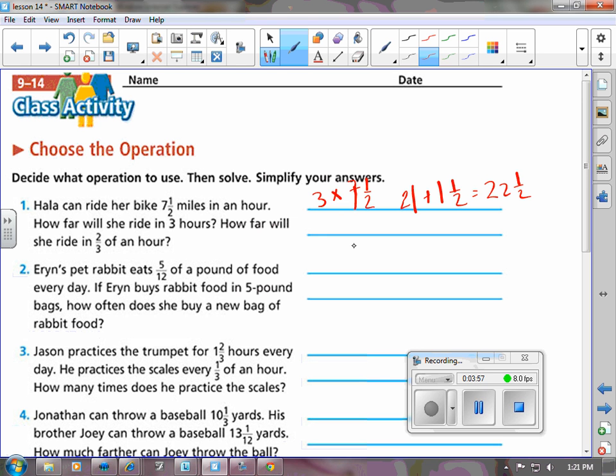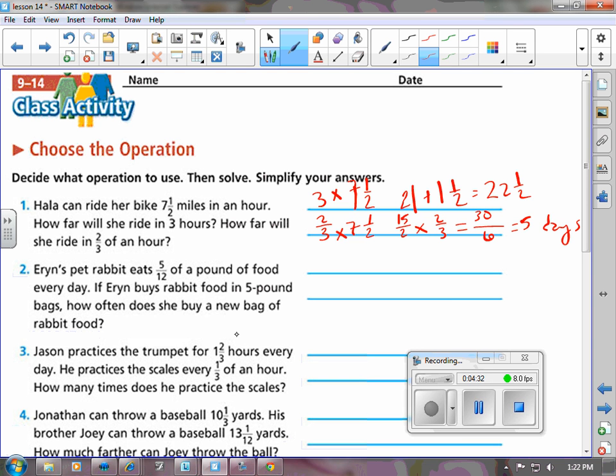Okay, I'd multiply even to find out in 2/3 of an hour how far she rode. 7.5. This time I might want to go from a mixed number to an improper fraction. 7 times 2 is 14, plus 1 is 15 over 2 times 2 over 3, right? 30 over 6. 6 goes into 30 five times, so 5. Okay, so just kind of thinking about that.